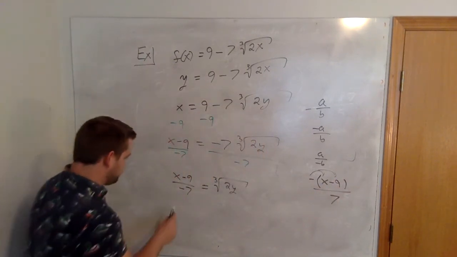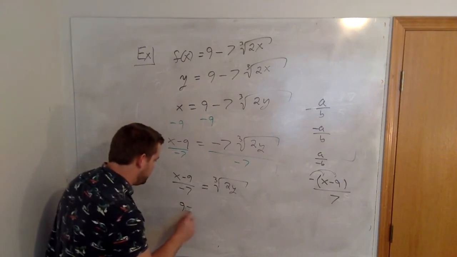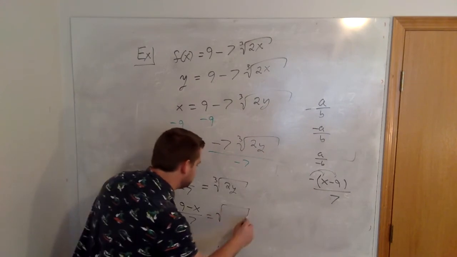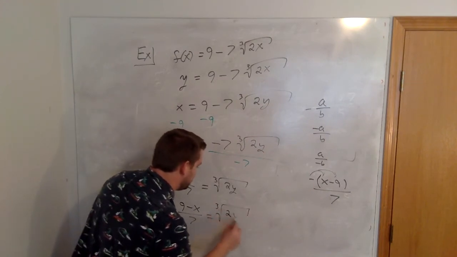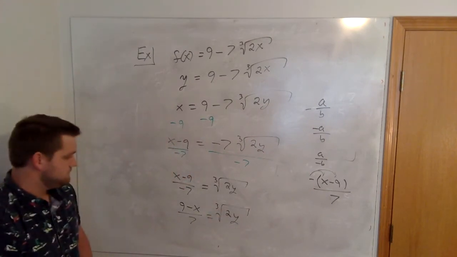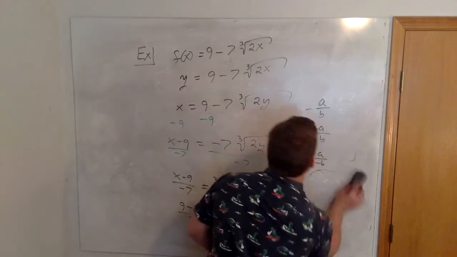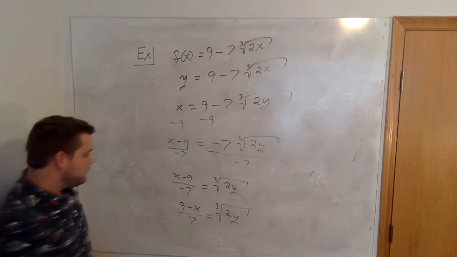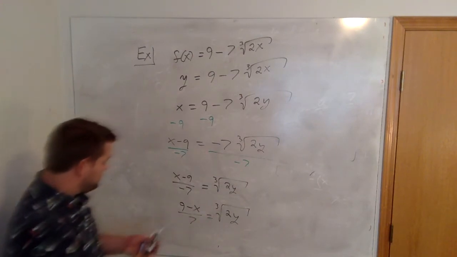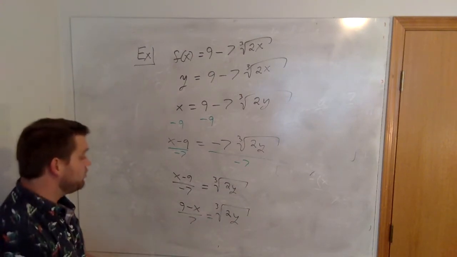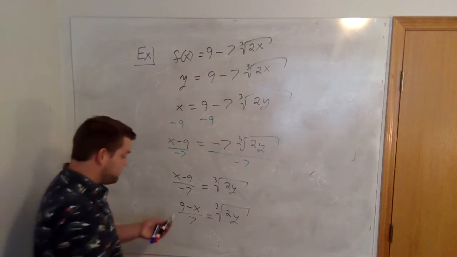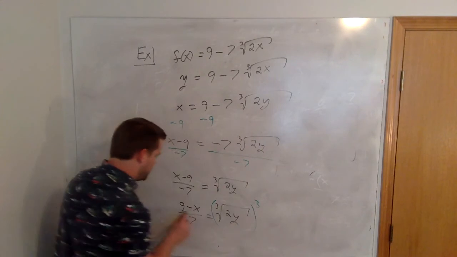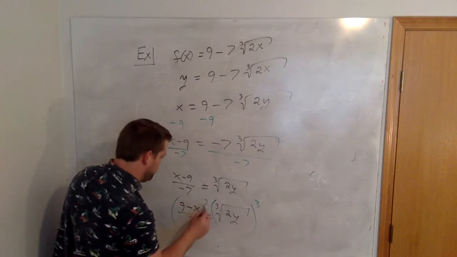So this is equivalent to (9 minus x) all over 7 is going to be equal to the cube root of 2y. Okay. I just think this looks prettier to my eyes. Okay, so I got to figure out how to undo a cube root. Well, how do you undo a cube root? We cube it. Essentially, I'm applying the inverse function to the cube root. So we're going to cube both sides.